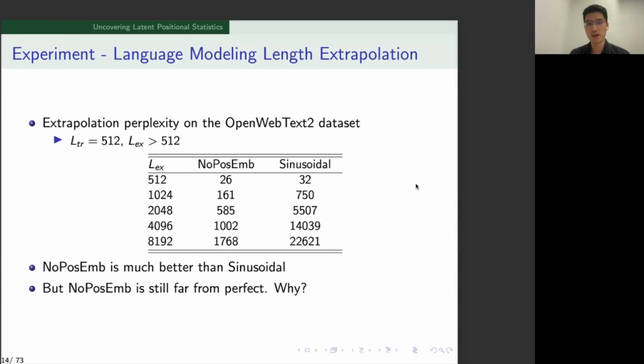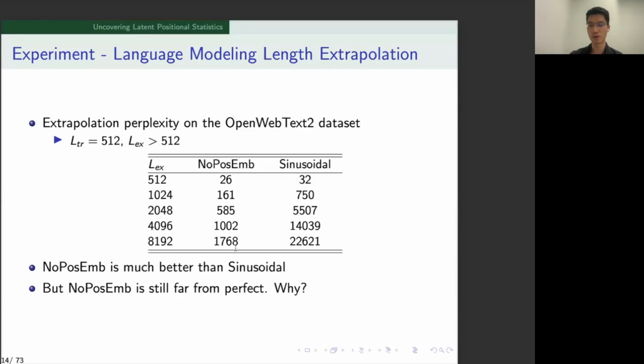And the ultimate goal of our research is how to do length extrapolation using transformer language models. So this is the experiment result. The no positional embedding means that we just remove all the positional embeddings. And the sinusoidal model uses the sinusoidal positional embedding, an additive positional vector that we add to the input token embeddings. As we can see, when we increase the input length from 512 all the way to around 8,000, the no positional embedding method actually achieved lower perplexity, or better performance, compared to the original sinusoidal method.